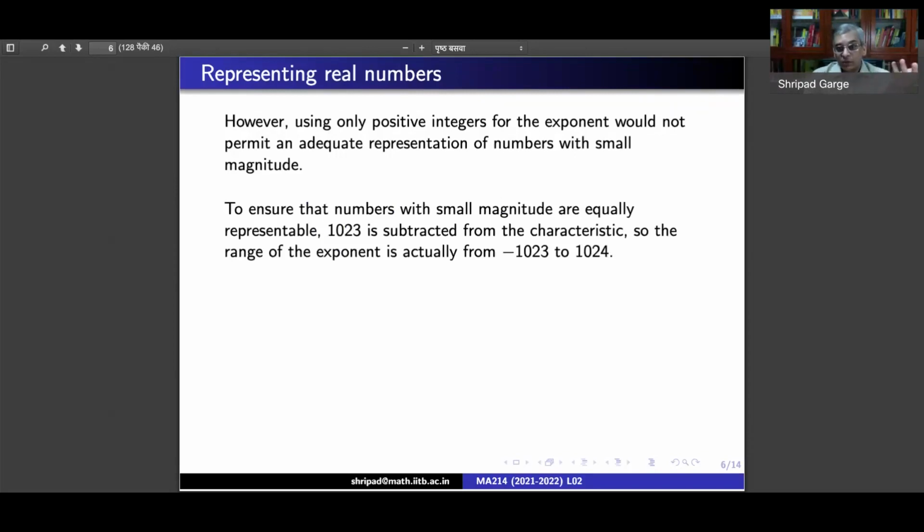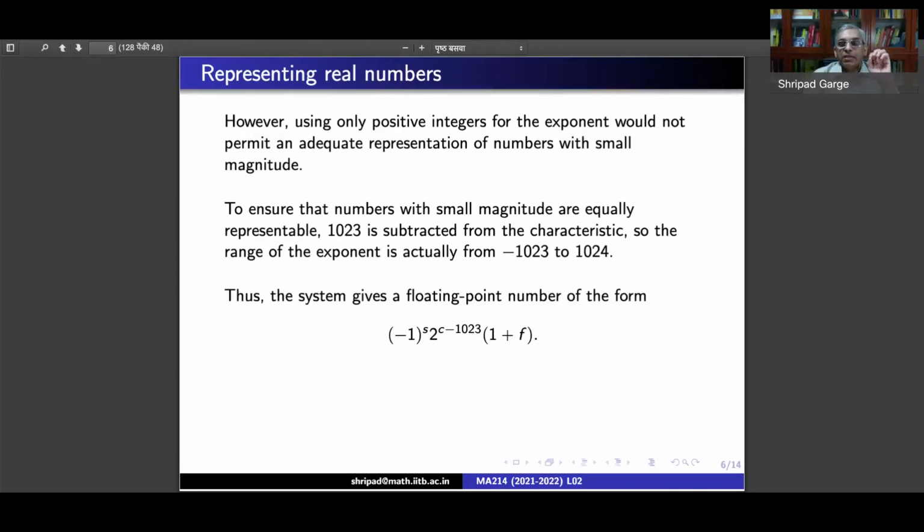Okay, and then you of course have the f, which is the mantissa, which will give you the remaining 52 bits. They give you the number f in the fraction form. And so what we get is the number of this form: minus 1 to the power s, times 2 to the power c minus 1023. Remember why 1023 is subtracted from the characteristic? Because we want to have the exponents to be both positive and negative. And f is your fraction.